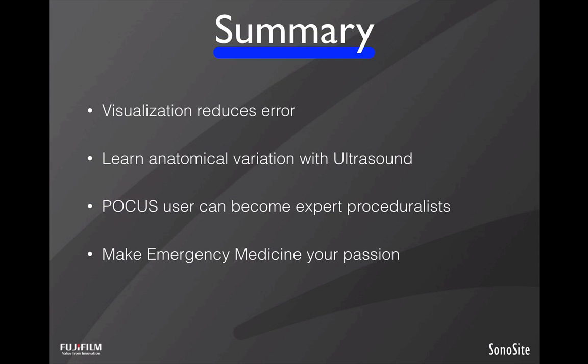So summary, visualization reduces error, and I really do believe this. I think the more time you spend visualizing normal anatomy and then visualizing abnormal anatomy, and you get a path on how to get to that space, either a vasculature or a joint, you really reduce your error. And when you learn anatomical variation, it's fascinating to see all this stuff on ultrasound. It's great. You learn that everybody looks really different, and it allows the POCUS user to pick up ultrasound and become an expert proceduralist. And I say this without any hubris. I think all of us, the more we get comfortable with ultrasound, can really become proceduralists that are far beyond what we've expected in the past.